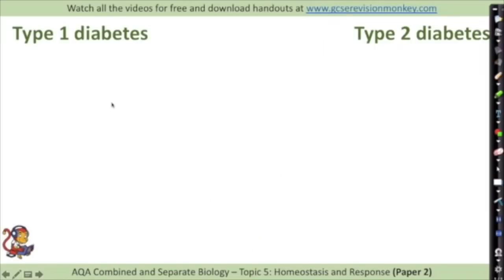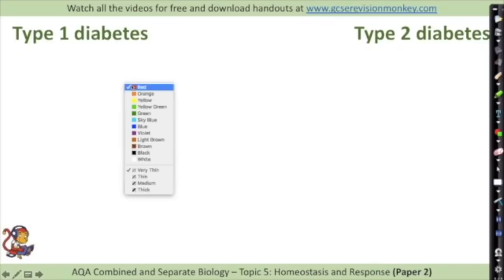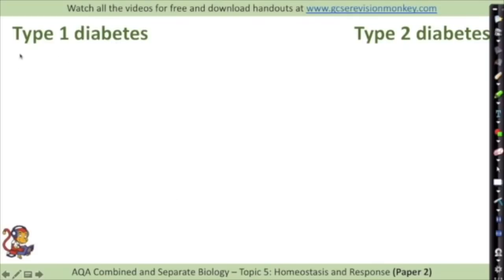And the trouble with controlling blood glucose is it is linked to a disorder called diabetes. There are two types. Type 1 diabetes is the type that is inherited, and in this type of diabetes, your body produces little or no insulin.